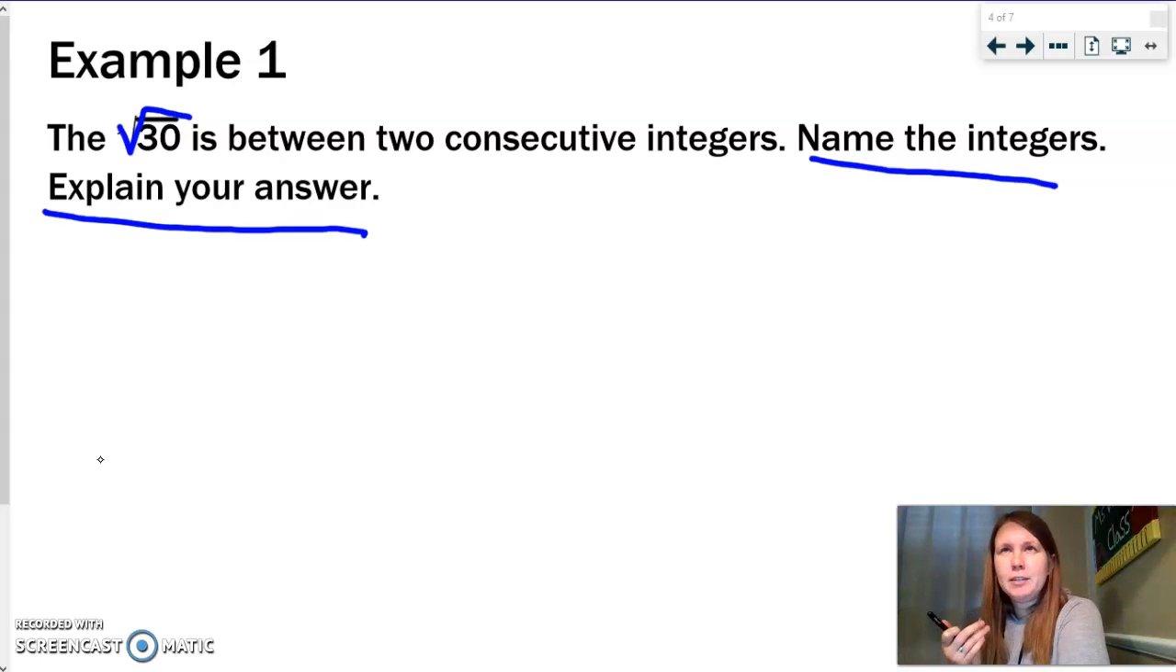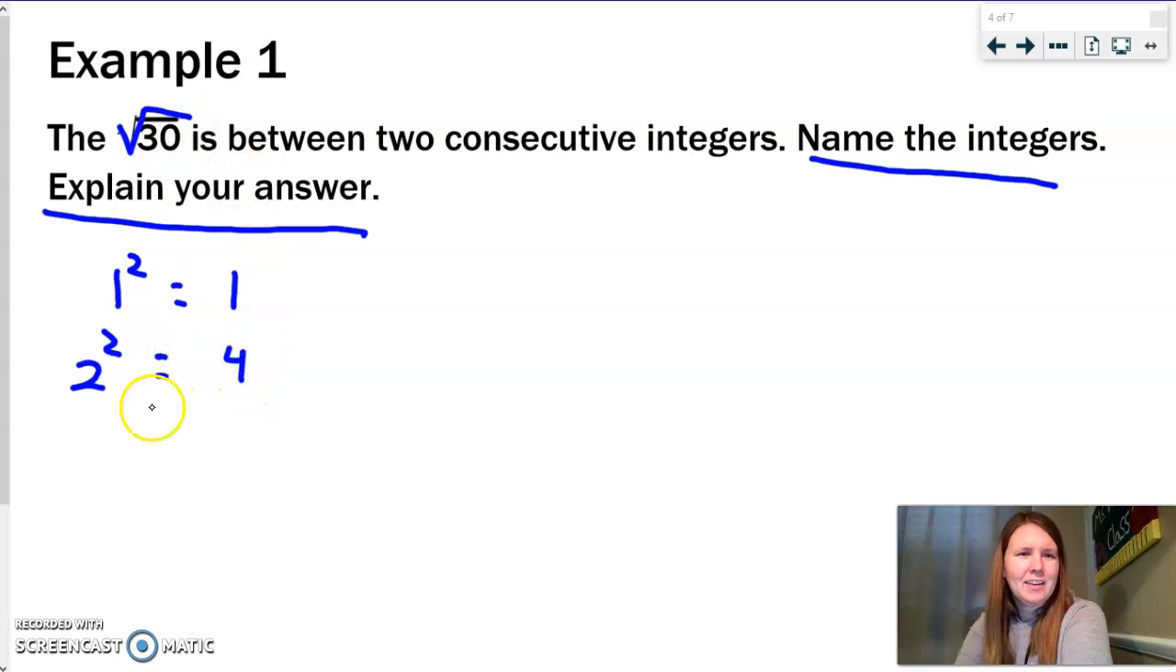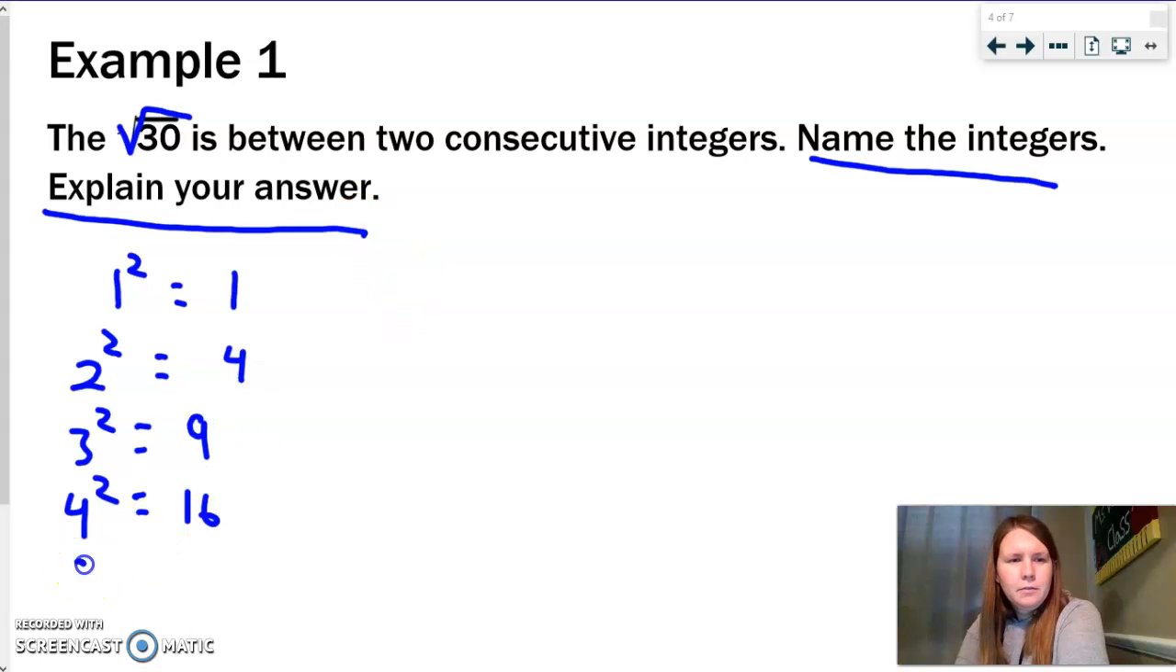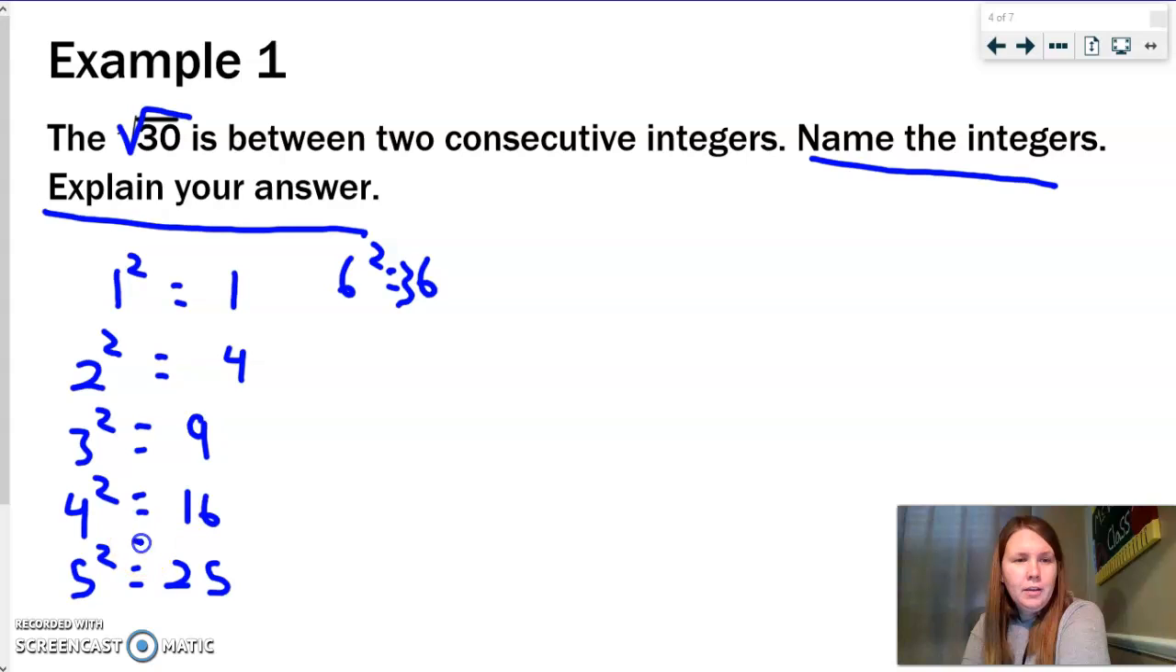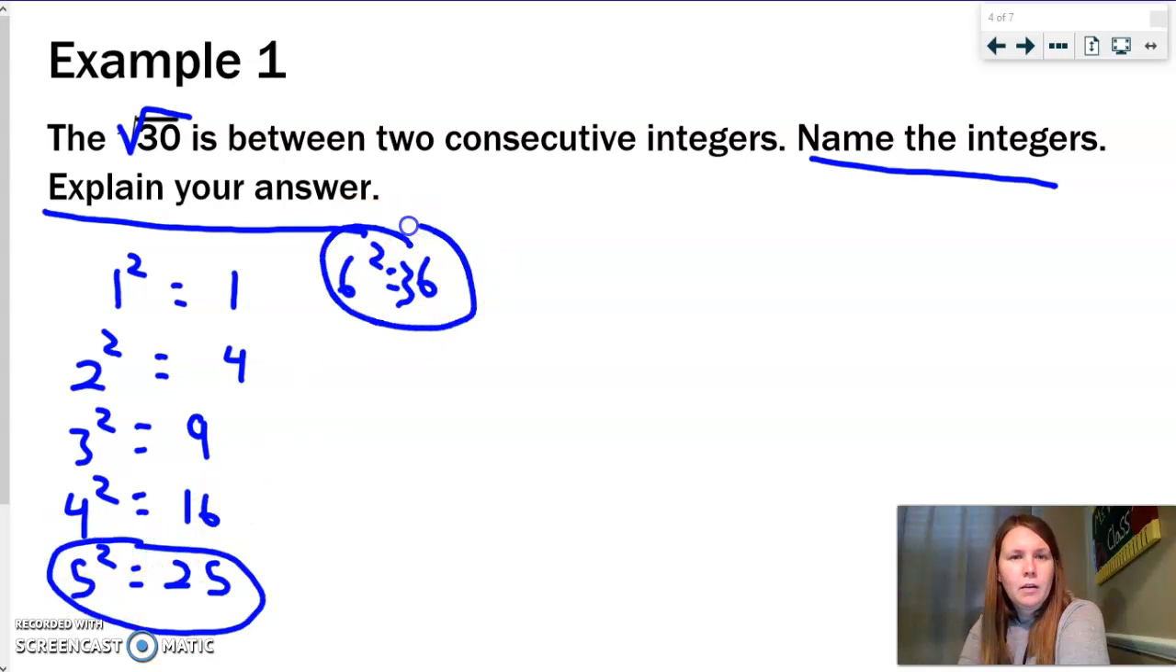So I'm going to remember back to my squares. 1 squared, well, 1 times 1 is 1. 2 squared is 4. Well, it's not high enough yet, I need 30. 3 squared is 9. 4 squared is 16. Still not quite there. 5 squared is 25. We're pretty close. And 6 squared is 36. Oops. So actually, my values are in between 25 and 36 here.